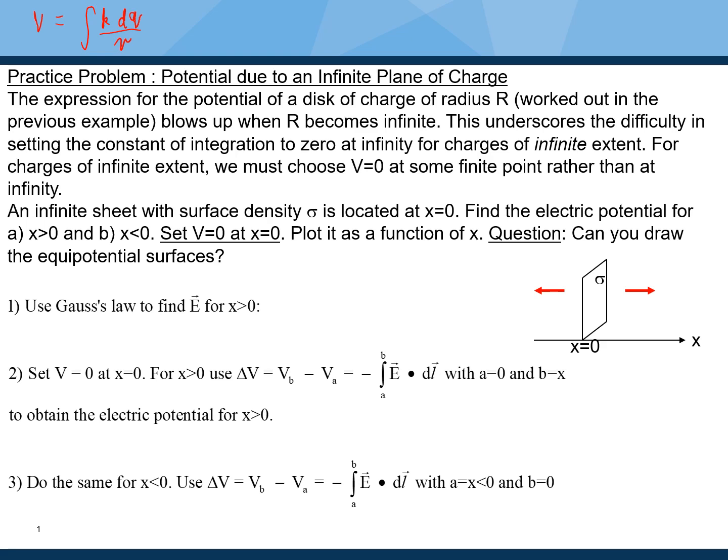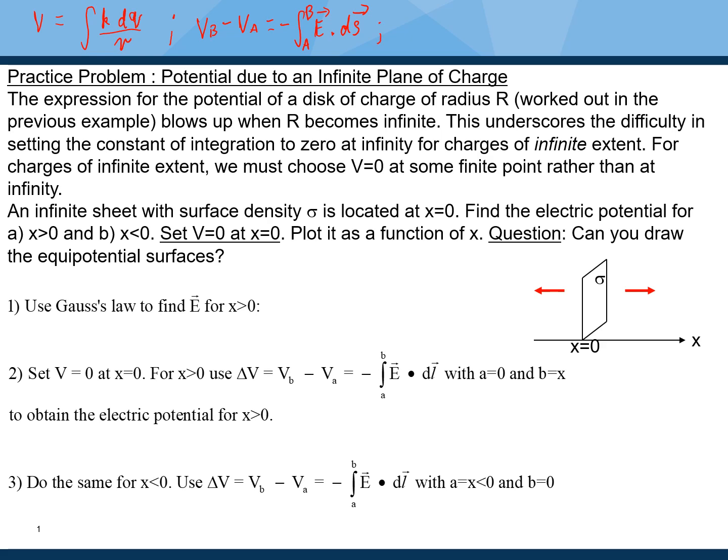The second caveat said that if you're dealing with an infinite charge, for example, an infinite line charge or an infinite plane of charge, then you must indeed use VB minus VA is equal to minus the integral from A to B of E vector dot ds vector. Okay, so that was our second caveat.